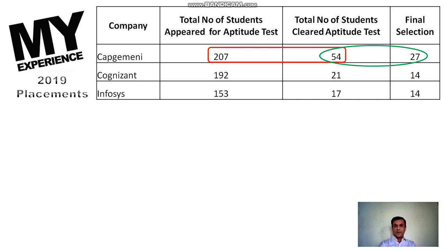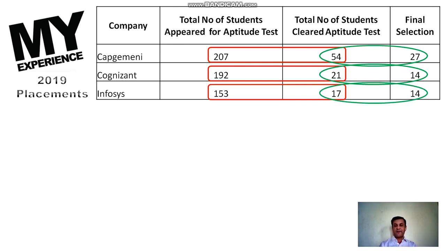Cognizant: 192 students appeared for the aptitude test, only 21 cleared the aptitude test, and out of 21, 14 got selected. See, once you clear the aptitude test, getting finally selected is not so difficult. Infosys: 153 appeared for the Infosys test, and out of that 153, 17 cleared the aptitude test, and out of those 17, 14 were finally selected through interview. See the ratio of success in the aptitude test and the ratio of success when the aptitude test is cleared.